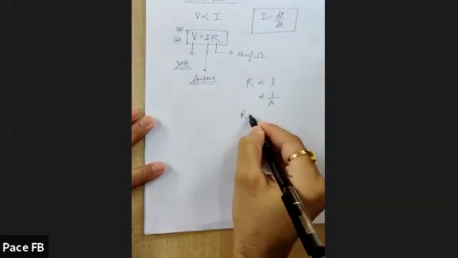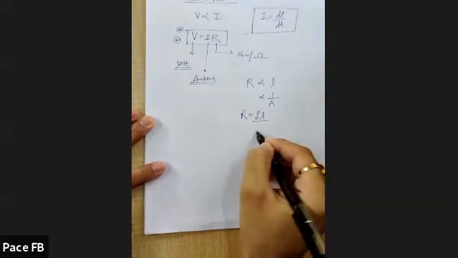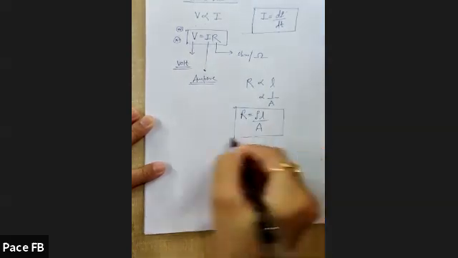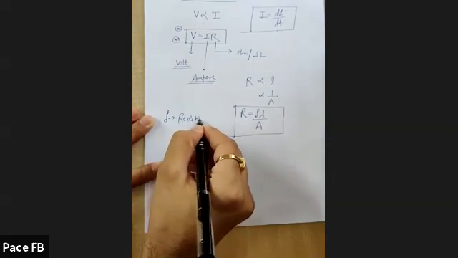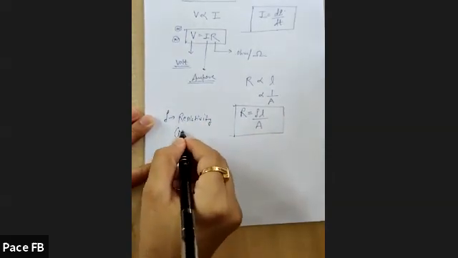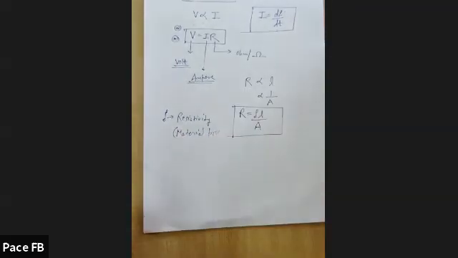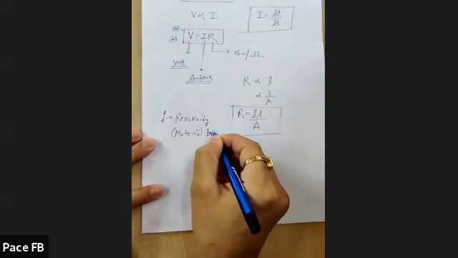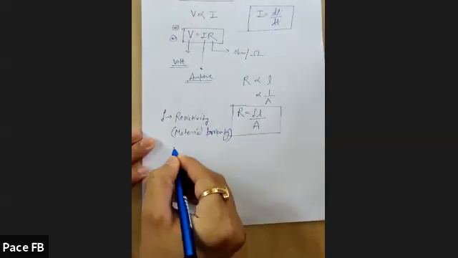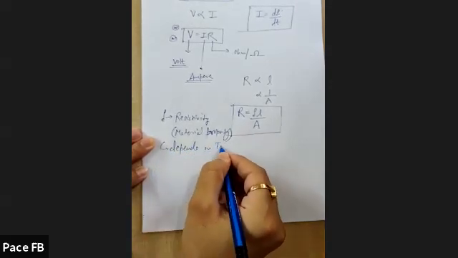So the formula for finding the resistance of a conducting wire is rho L by A, where rho is the resistivity. It is a proportionality constant. This rho is resistivity, and it is a material property, different for different materials. This rho is a material property, and it depends on temperature.